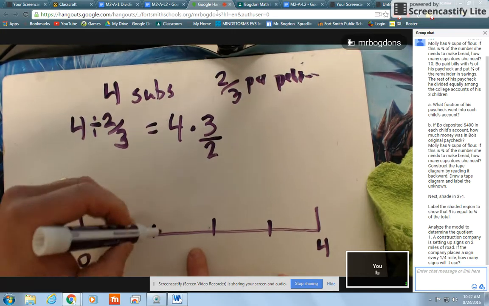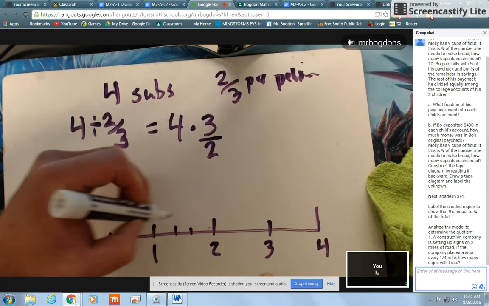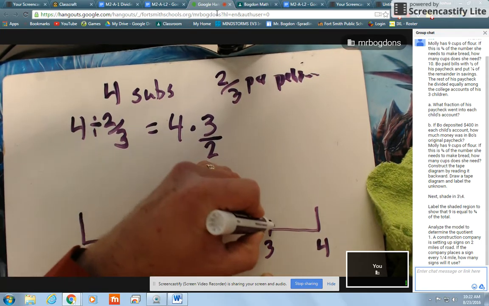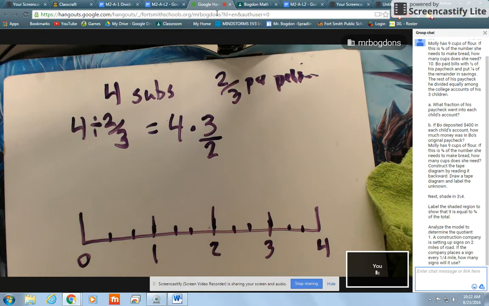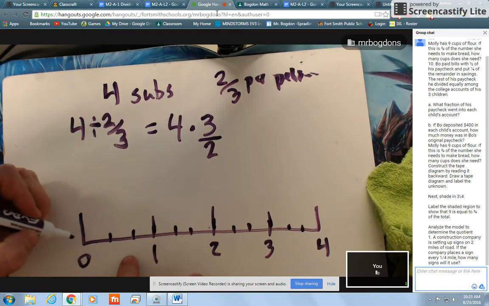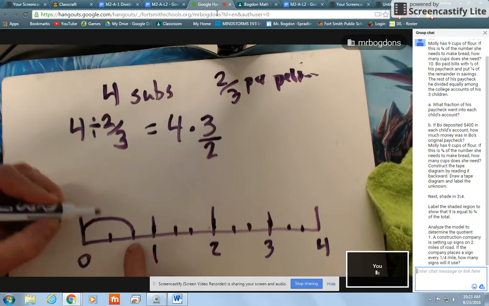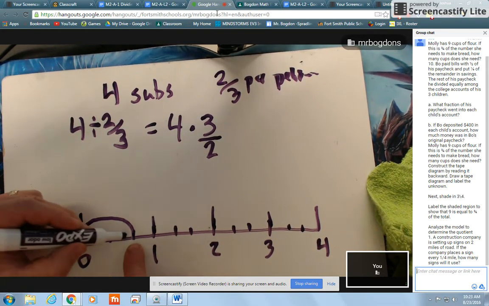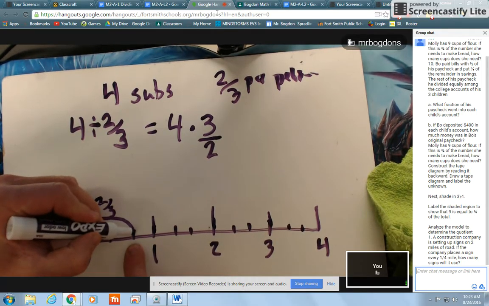The second sub is being split into thirds. The third sub is being split into thirds. The fourth sub is being split into thirds. You see how we're splitting each sub into the same size groups? Okay, so if I want to find out my true answer by modeling, the first person is going to get how much of a sub? 1/3, 2/3. So I'm counting by 2 because that's 2/3.